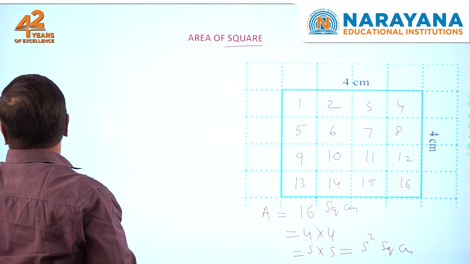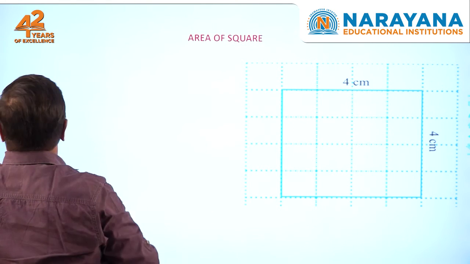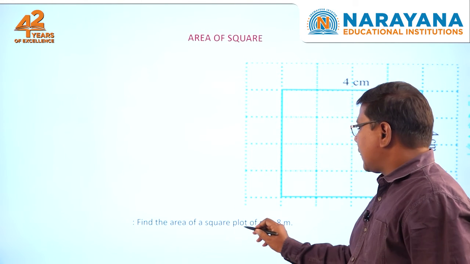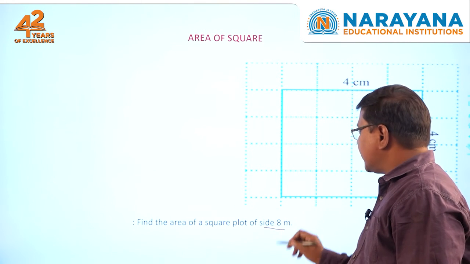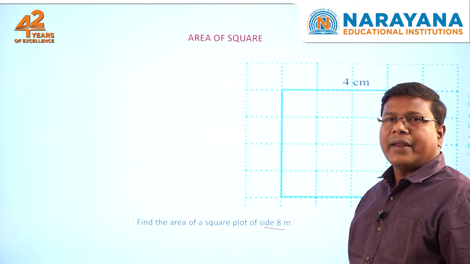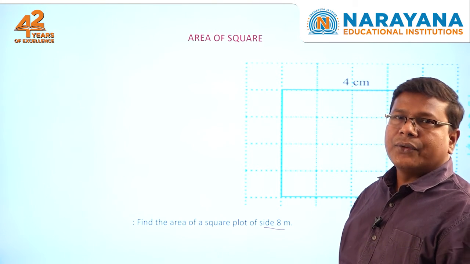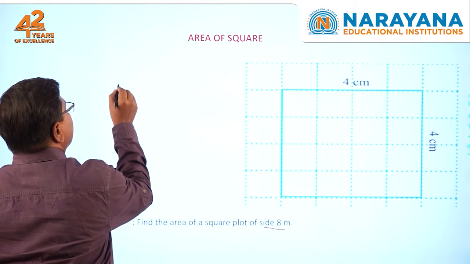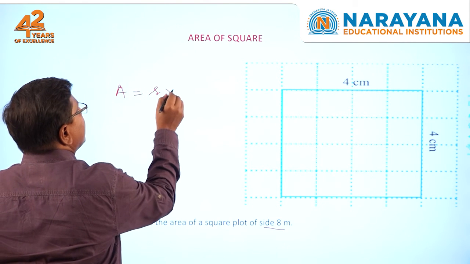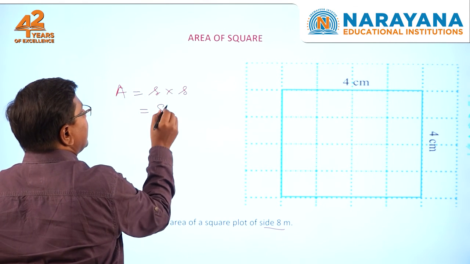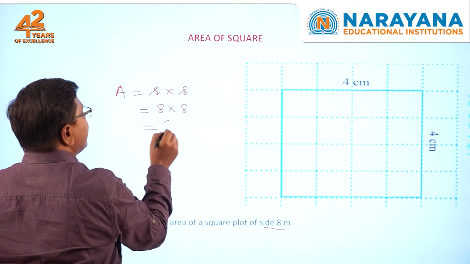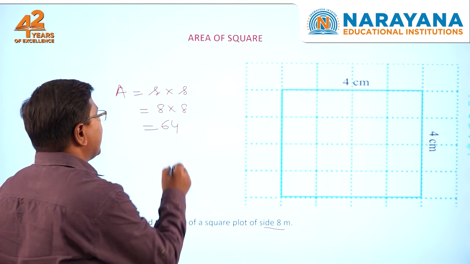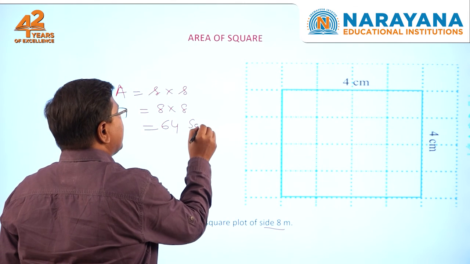Now, come to one example on this. Find the area of a square plot of side 8 meters. So the side is given as 8. Side into side gives you the area of that square. Therefore, the area of the square equals side into side, which is 8 into 8, that is 64. The units are in terms of meters, therefore you will get square meters, right.